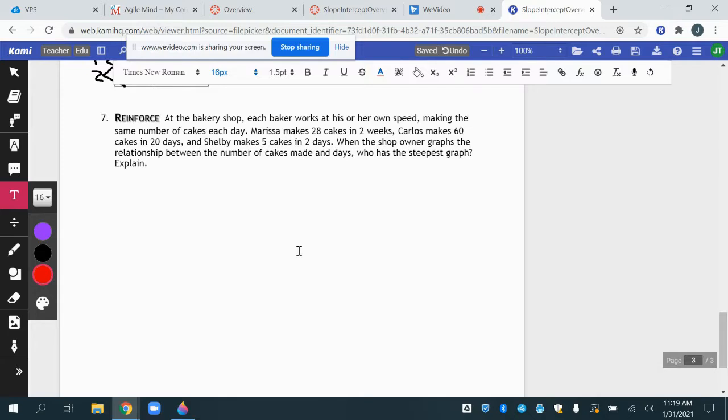All right, bakery shop. At a bakery shop, each baker works at his own speed, making the same number of cakes each day. Marissa makes 28 cakes in 2 weeks. Carlos makes 60 cakes in 20 days. And Shelby makes 5 cakes in 2 days. When the shop owner graphs the relationships between the number of cakes made, who has the steepest graph and why?